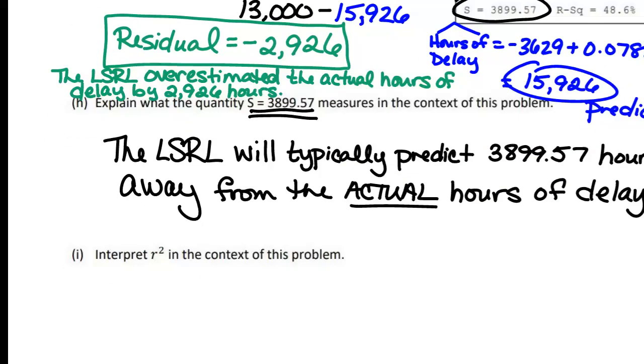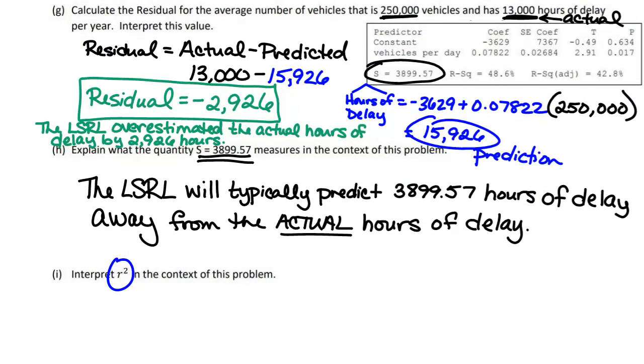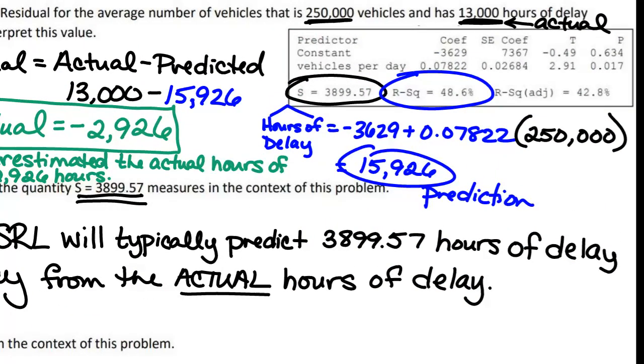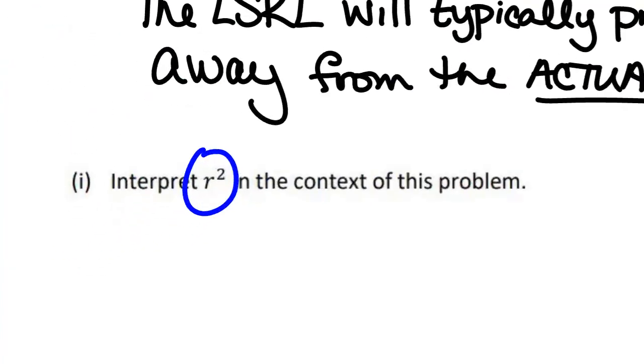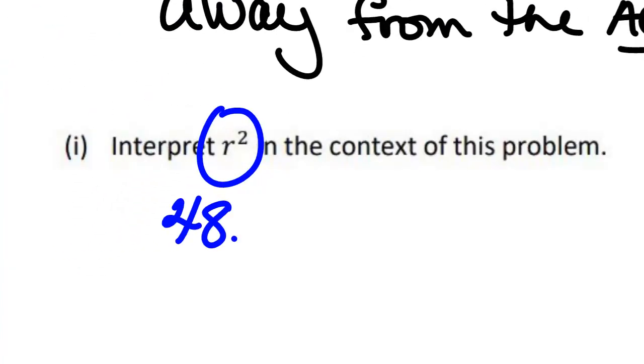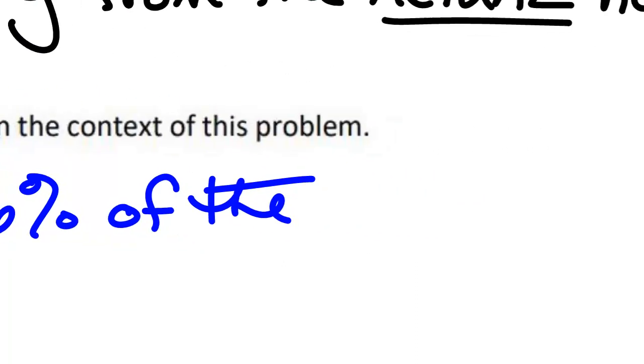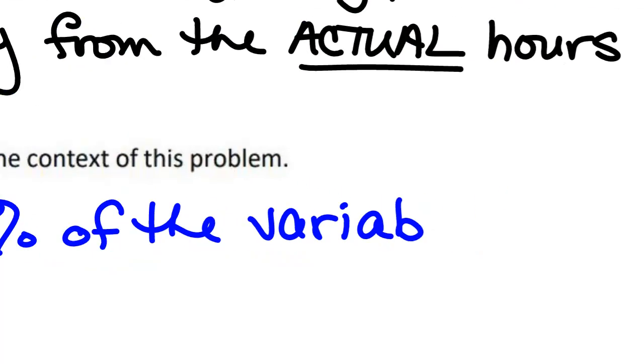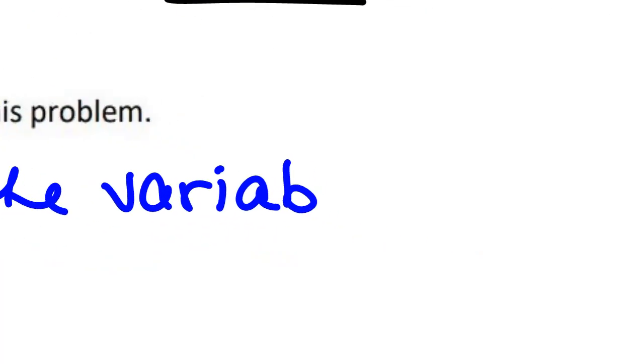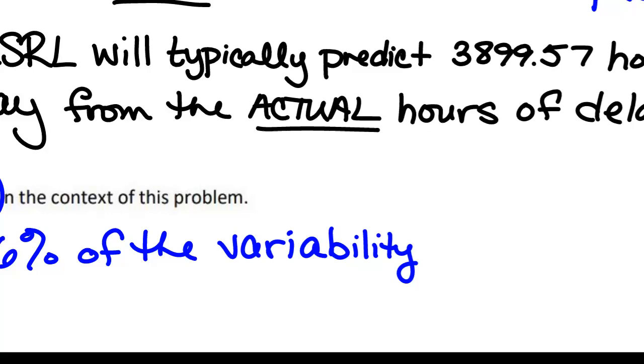How would we interpret R squared? This is a percentage. 48.6% of the variability. What are we making predictions about again? Hours of the delay. So 48.6% of the variability can be explained by.